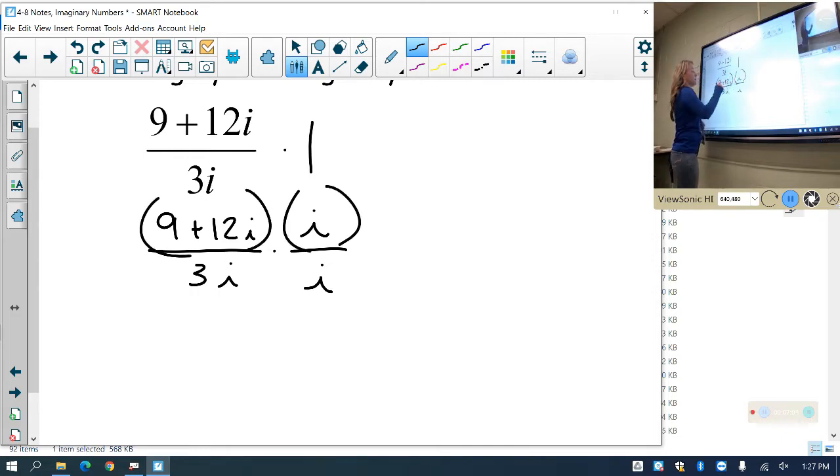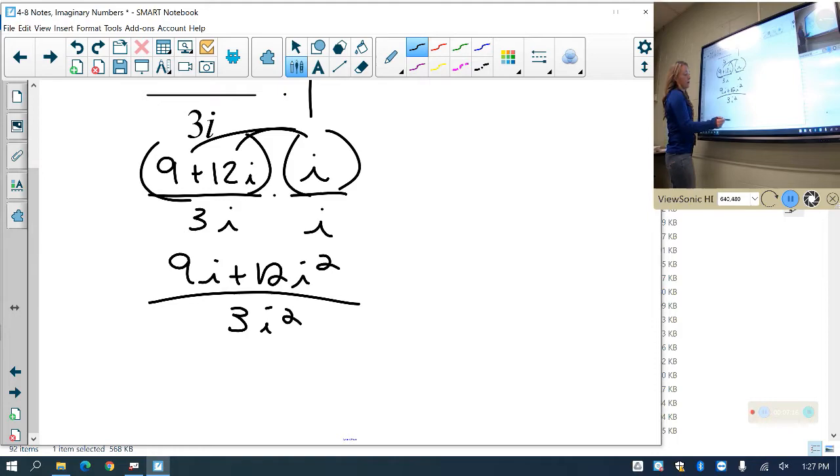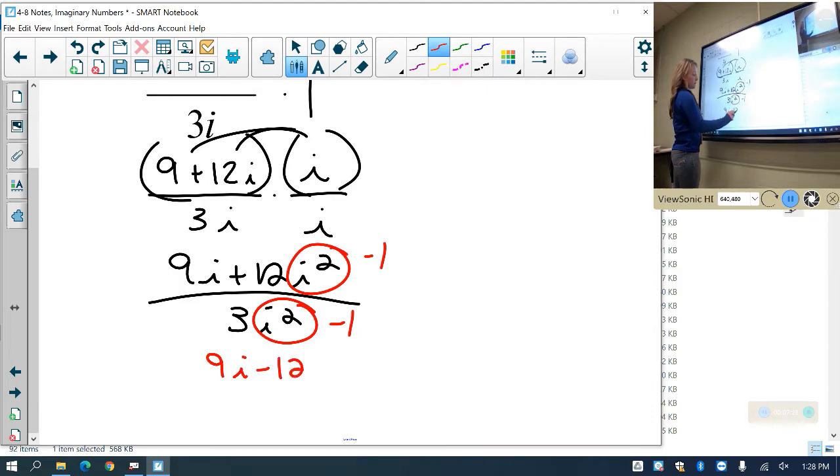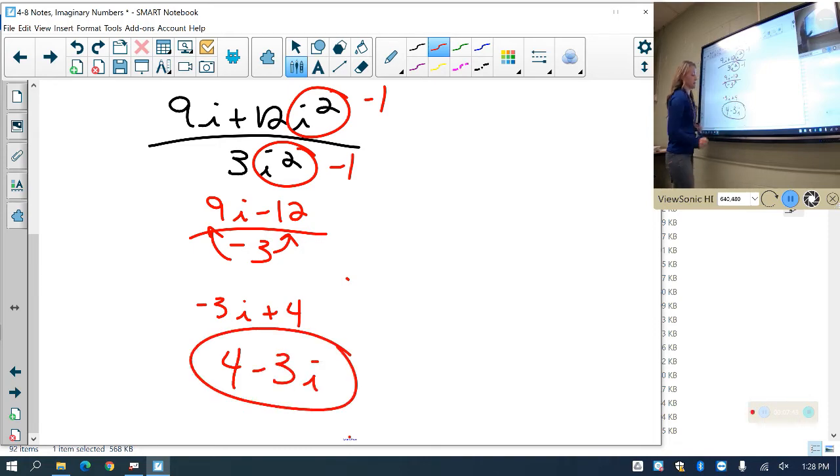So I have 9 plus 12i times i, distribute. So I have 9i plus 12i squared over 3i times i, which is just 3i squared. Now, change your i squareds to -1. So I get 9i minus 12 over -3. Distribute your -3. I have 9 divided by -3 is -3i, and -12 divided by -3 is +4. Change the order so that it's in the correct order of a complex number.